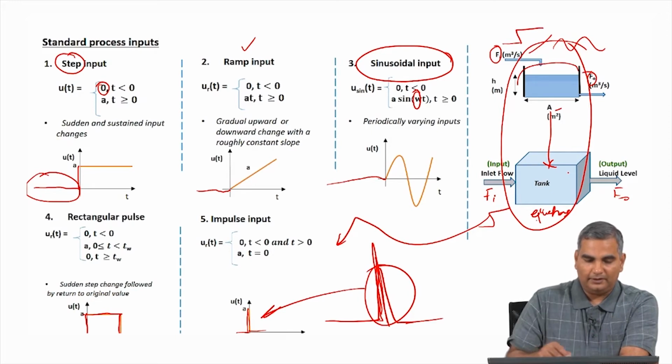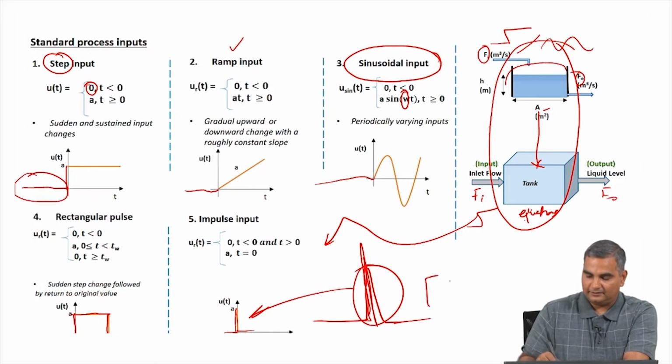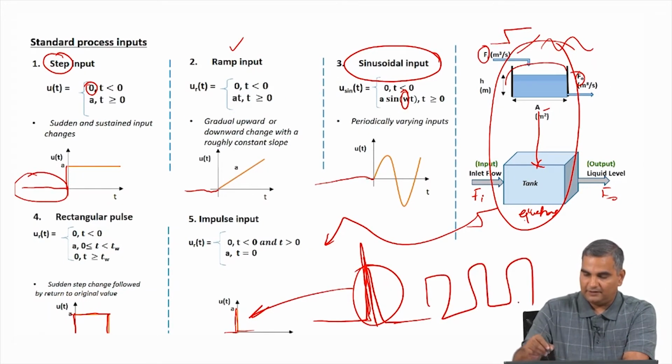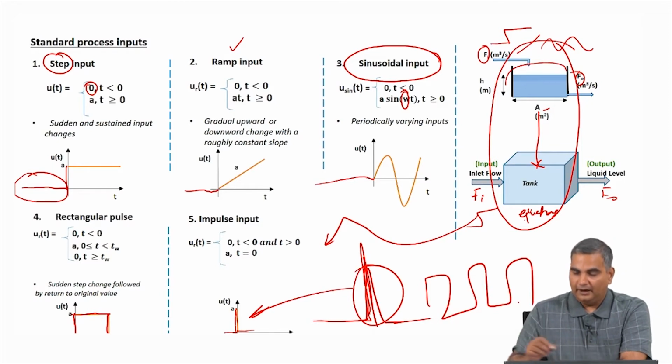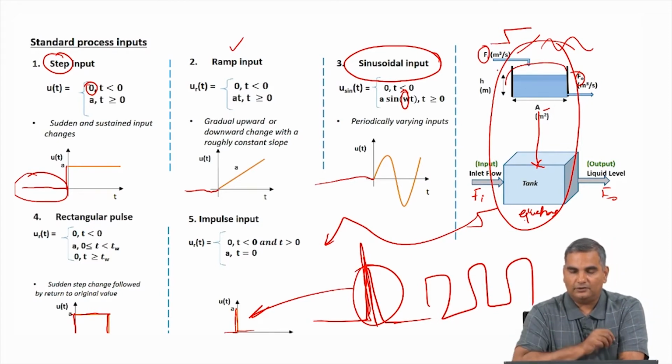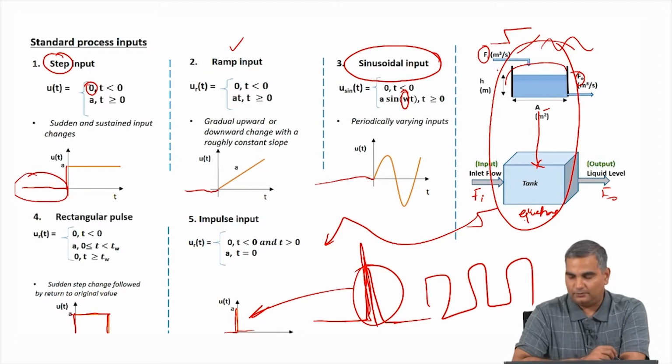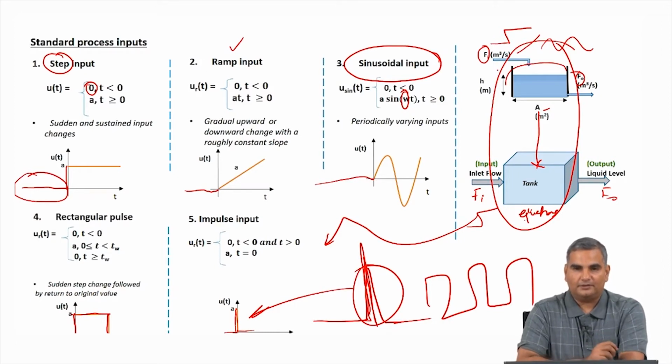So, this might be the input. So, supposing I asked you something like this, if I keep changing Fi like this, what will F naught be? I do not have to go and do this experiment here in the tank to be able to get that. I can basically get that out of my simulation.